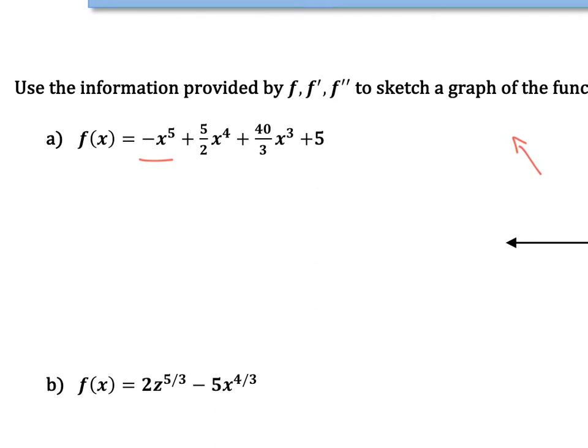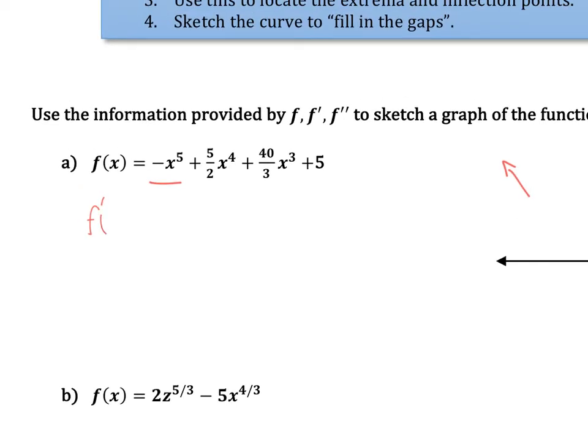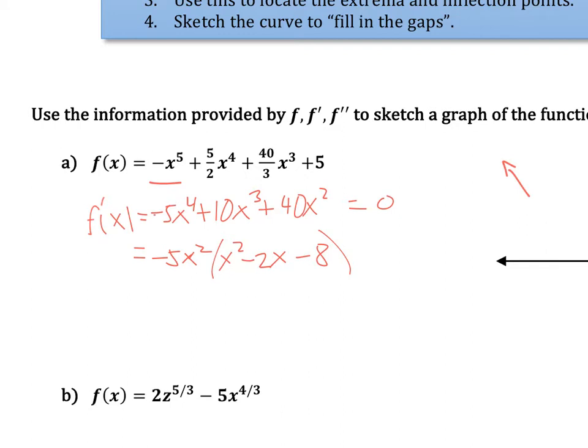So let's find the derivative here. We're going to find f prime of x. And we end up with a fourth degree derivative there, and just using the power rule, not terribly tough. Now we want to set this equal to 0 so we can solve it. So we can factor here. We can pull out a negative 5x squared. And when we do, we end up with that times x squared minus 2x minus 8, and we're going to set that equal to 0.